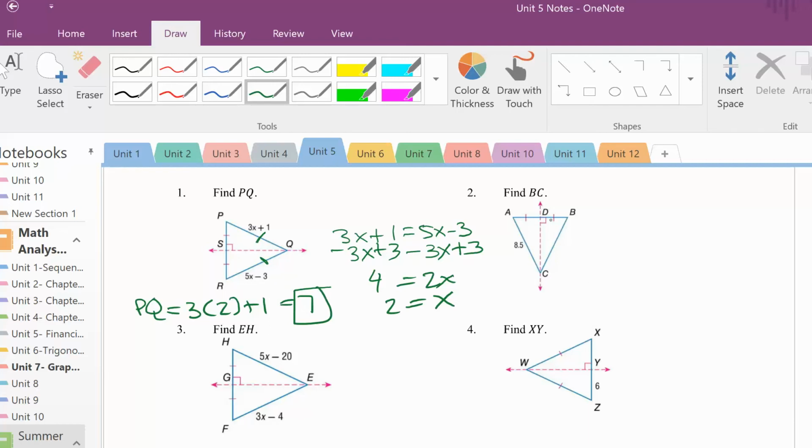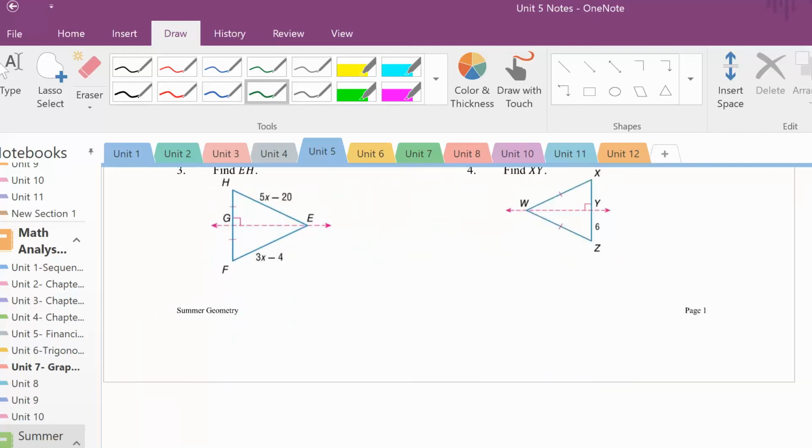So same thing here with BC. Since this is the perpendicular bisector, that means AC and BC would be the same. So since AC is 8.5, BC is also 8.5. For EH, well, same situation. Since we have the perpendicular bisector here, that means 5x minus 20 is equal to 3x minus 4.